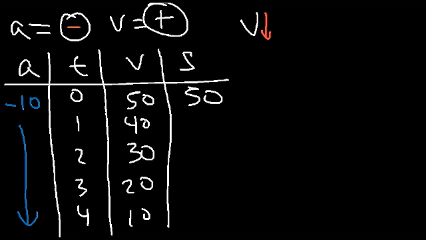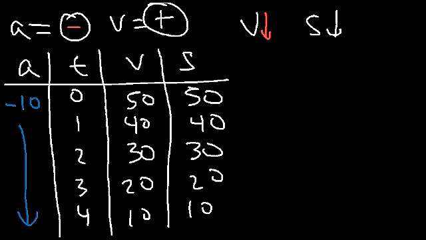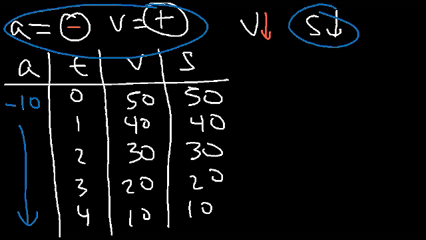Now, if velocity is positive, speed is positive. So the speed is also decreasing. So the velocity is decreasing and it's slowing down. So as you can see, the particle will be slowing down whenever acceleration and velocity have opposite signs.